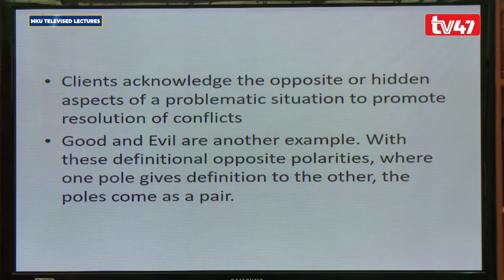So the clients acknowledge the opposite or hidden aspects of a problematic situation or promote resolution of conflicts. Good and evil are another example, with this definition of opposite polarities, where one pole gives definition to the other. The poles come as a pair.